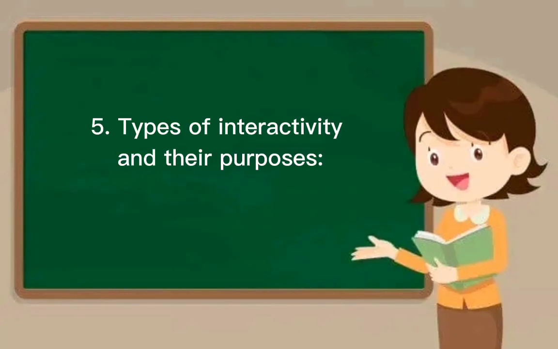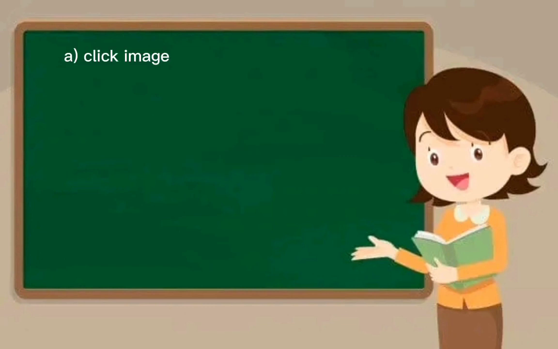Number 5. Types of interactivity and their purposes. A. Click on image. This is when you click an image that shows in your tab. B. Hotspot, a special region to act as a trigger to another web page. The hotspot could be a circle, triangle, rectangle, or polygon.